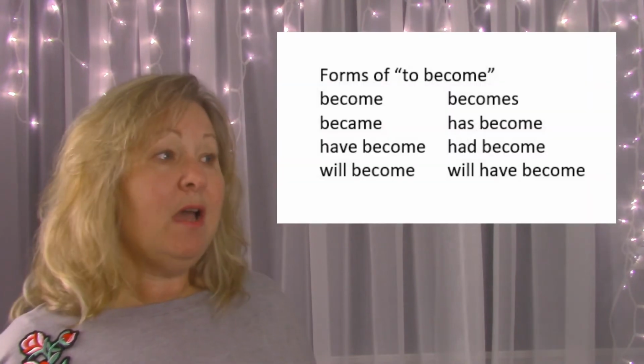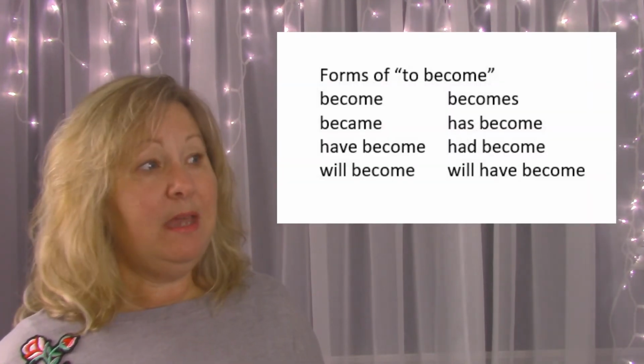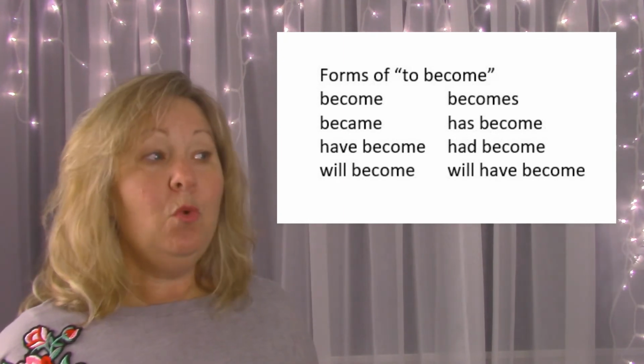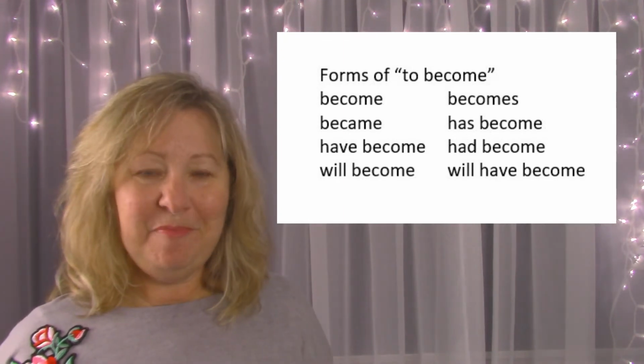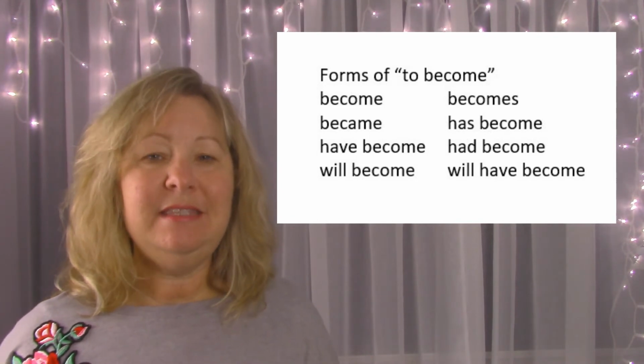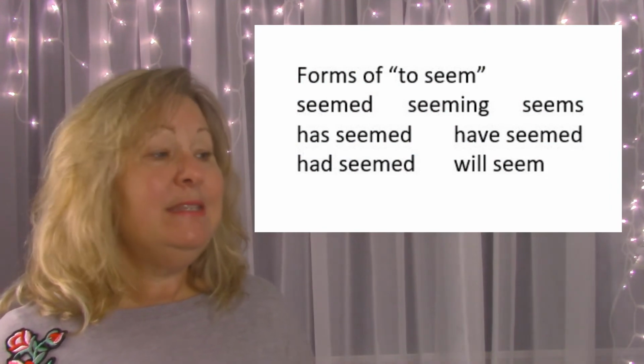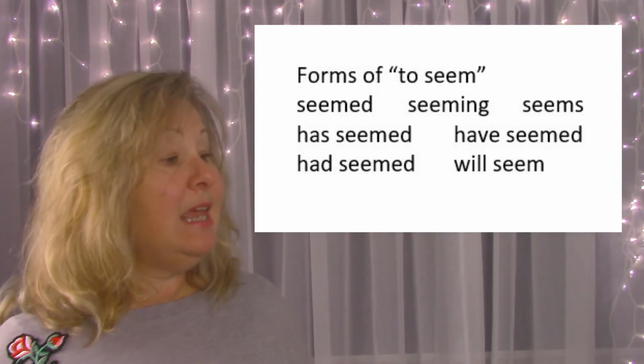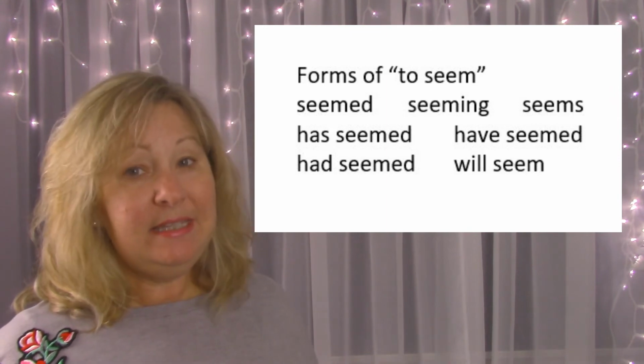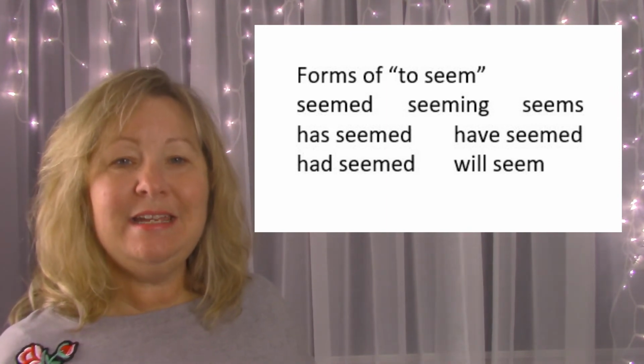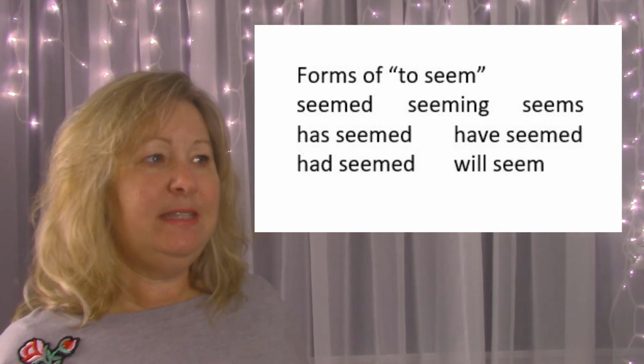Now, there are other forms, obviously, of those verbs that can also be used to link. And here's an example, talking about the verb to become. You might see become, becomes, became, has become, have become, had become, will become, or will have become. And those are just different tenses of the verb to become. Likewise, the verb to seem: seemed, seeming, seems, has seemed, have seemed, had seemed, and will seem are all just different tenses of the verb to seem.